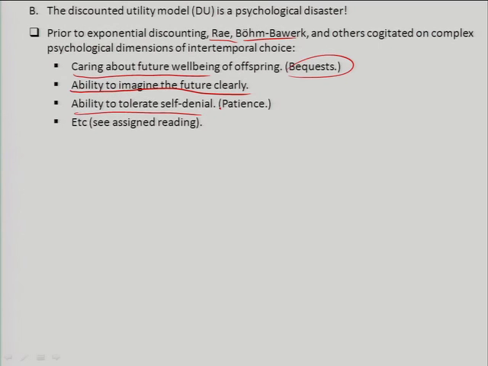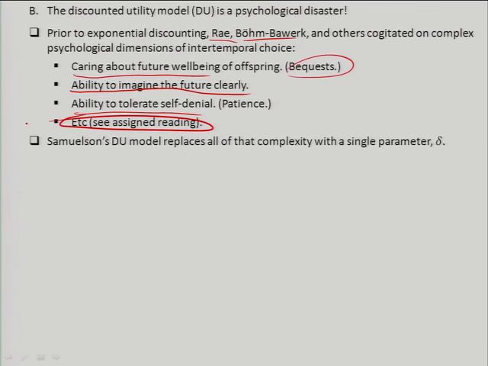And basically what he did was he said, look, I'm a mathematician, I do fun math, and look what I can do with fun math. And somehow it turned into the standard model. And you will read a lot more about how that process transpired in Frederick et al. So what happened was, unintentionally, I would argue, Samuelson's discounted utility model took all of that psychological complexity that economists had been trying to wrestle with in a non-mathematic framework and basically just eviscerated it and replaced it with this single parameter delta. Okay?